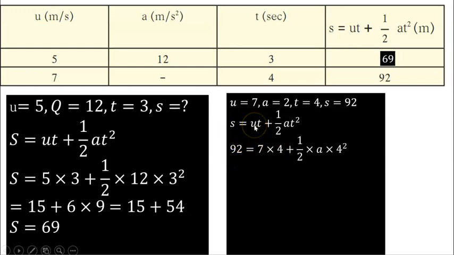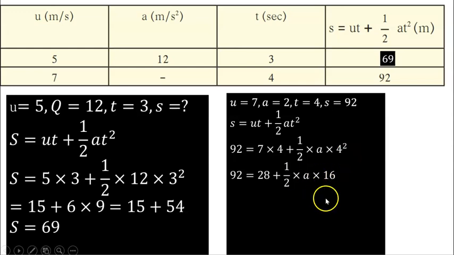Next, u is equals to 7 and t is 4. 7 into 4 plus 1 upon 2. The value of a, we want to find out it. Okay, and t is 4, that is 4 square. Therefore, 92 is equals to 7 into 4, 28 plus 1 upon 2. a into 4 square means what? 16. याला इथे divide करणार.